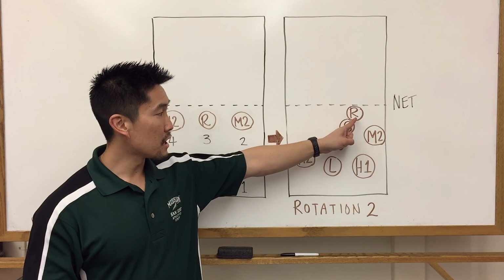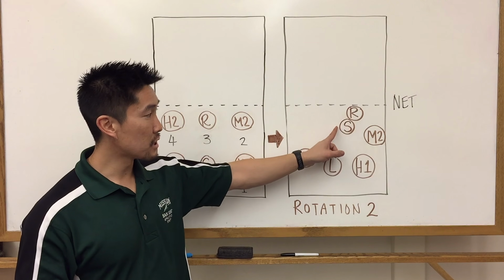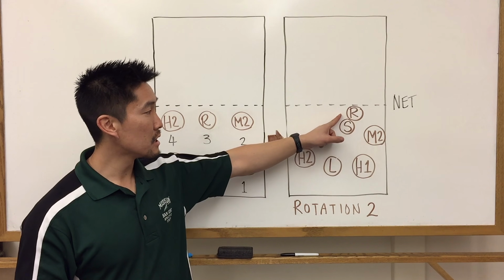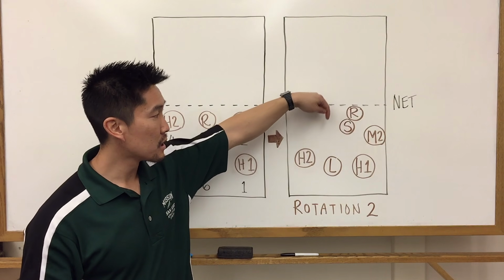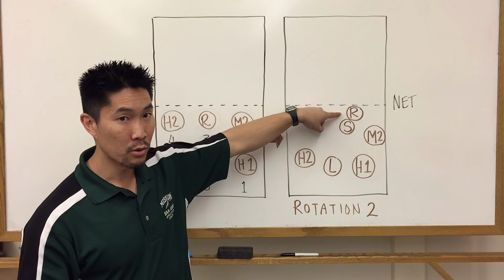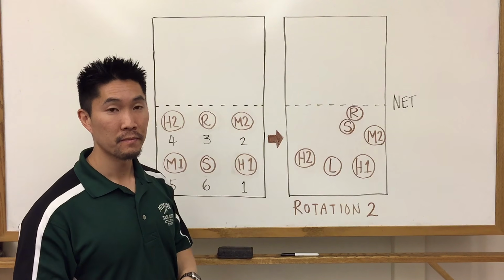Same thing for the right side and the setter. In order for the setter not to be overlapped with the right side, the setter must have 1 foot behind the right side in order not to overlap in front.